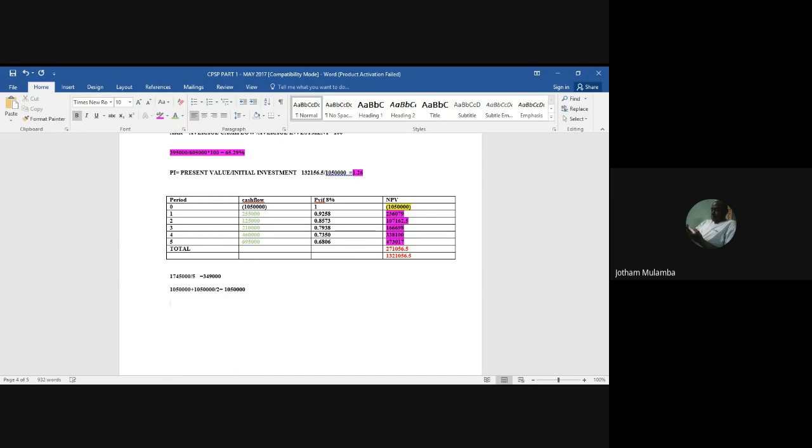So now to get the ARR, that will equal 349,000 divided by 1,050,000 times 100. What's the answer?